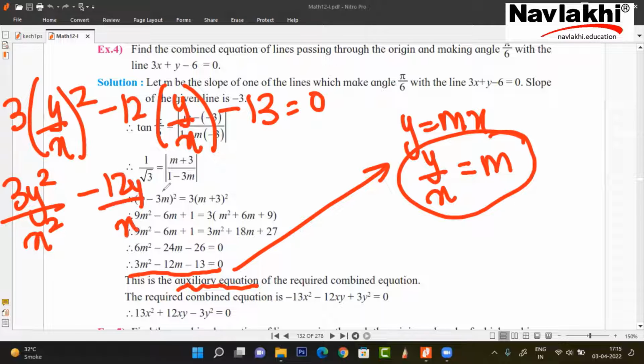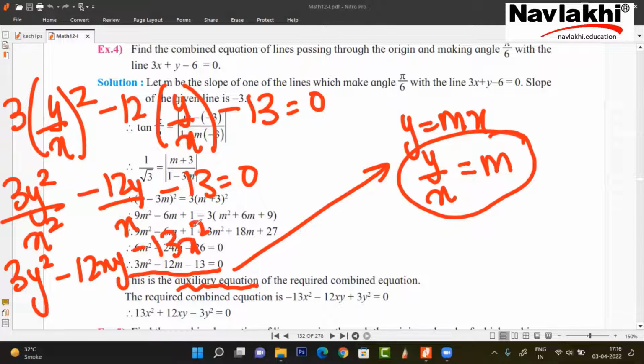I will take the LCM of x square. I'll get 3y square minus 12xy minus 13x square is 0. Take it on the other side and get the final answer of the combined equation. I repeat the procedure, so properly understand the procedure, CET. These are your sure CET questions: the previous exercise and these two solved examples.